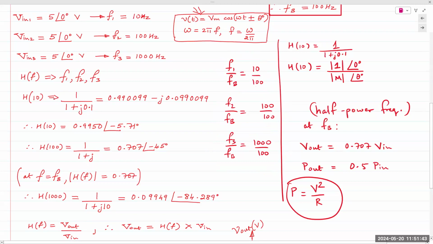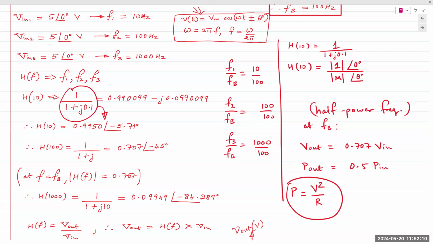Again, fB is 100 hertz. f1, f2, f3 are the variables. So 10 over 100, 100 over 100, and 1000 over 100, and you obtain the transfer function. If you have a programmable calculator, you can take this entire equation and program it in there, and it will simply give you the final answer like this.